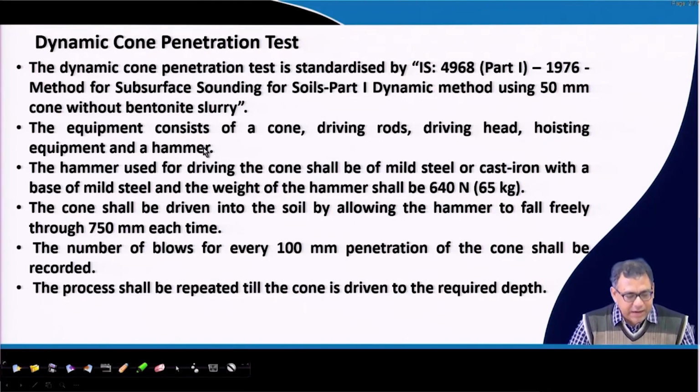Now, the next one is the dynamic cone penetration test. In the static cone penetration test the cone is pushed into the soil, but here it is inserted into the soil by hammer blow, which is similar to the SPT. Here also the hammer weight is 65 kg with a free fall of 750 millimeter, and the number of blows required for every 100 millimeter penetration is recorded. This process is repeated up to the required depth.